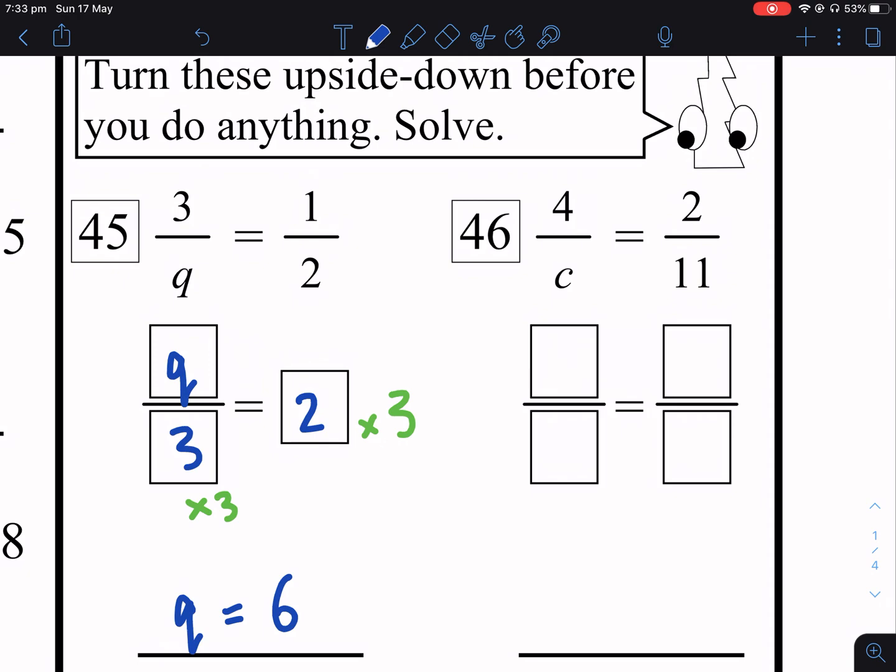So you can do the same with the other one, just it'll be C on 4 equals 11 on 2, yeah? And then we'll times by 4. So C equals 44. You can do it.